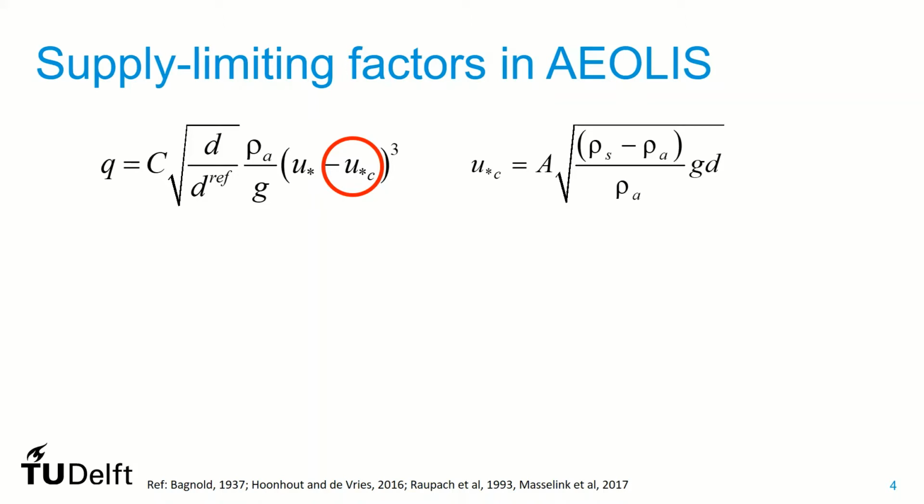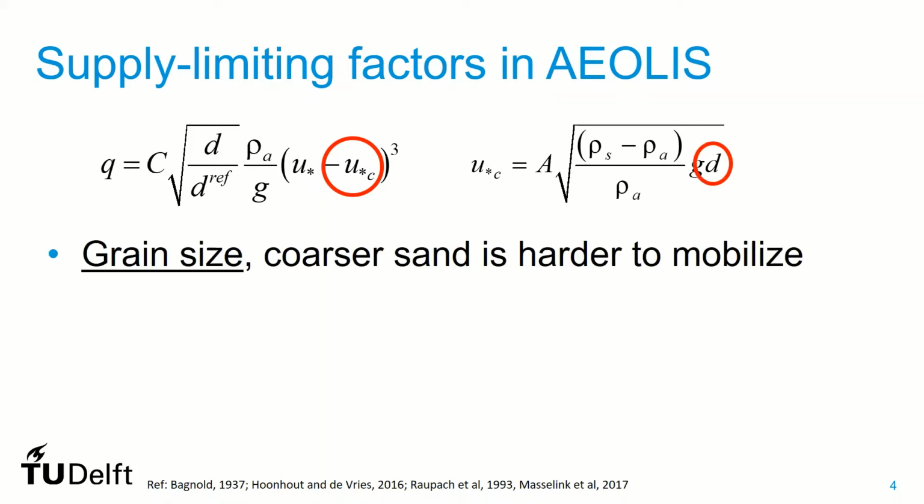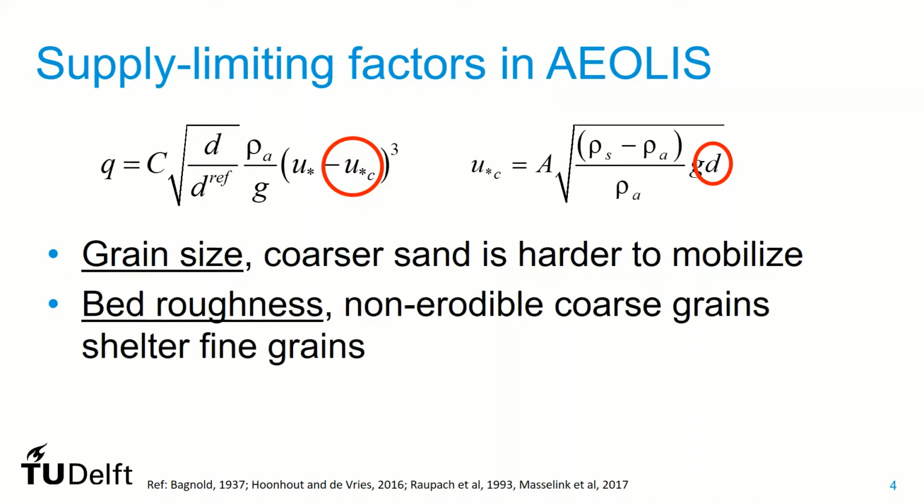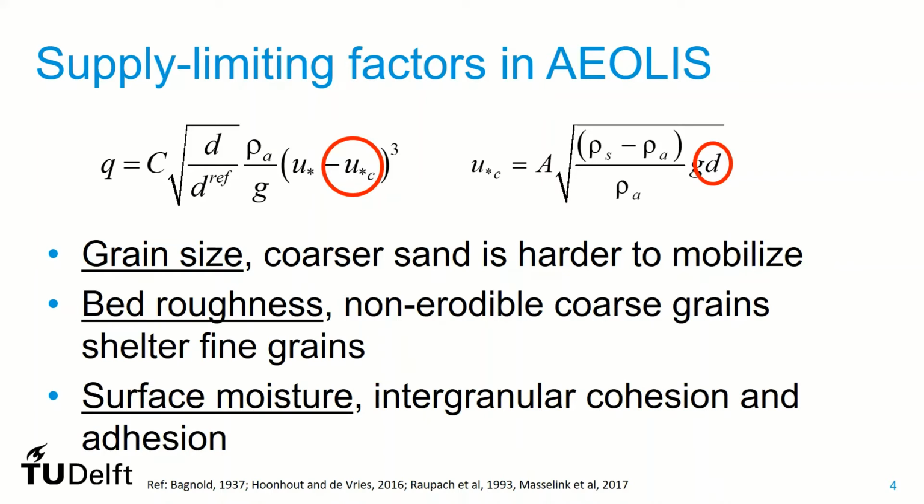depends, among other parameters, on the grain size. So fine sediments will be eroded more easily than coarse sediments. And the coarse material that is left behind may shelter the fine material in the bed from being eroded. In this way, the bed roughness will also increase the critical shear velocity. And further, surface moisture causes intergranular cohesion and adhesion of water particles to the sand grains that also increase the critical shear velocity. So these three are examples of supply limiting factors that are simulated in Aeolis.